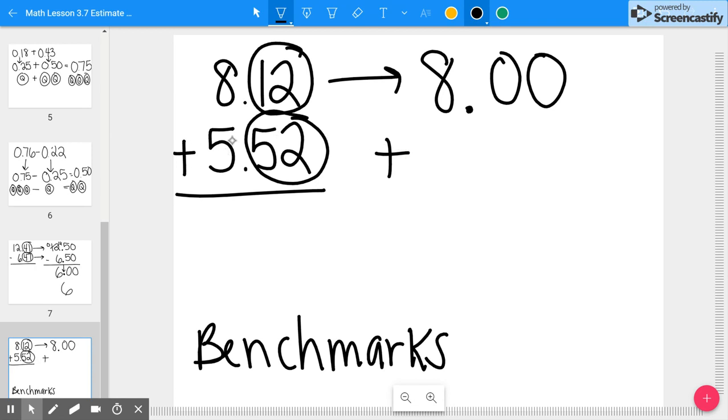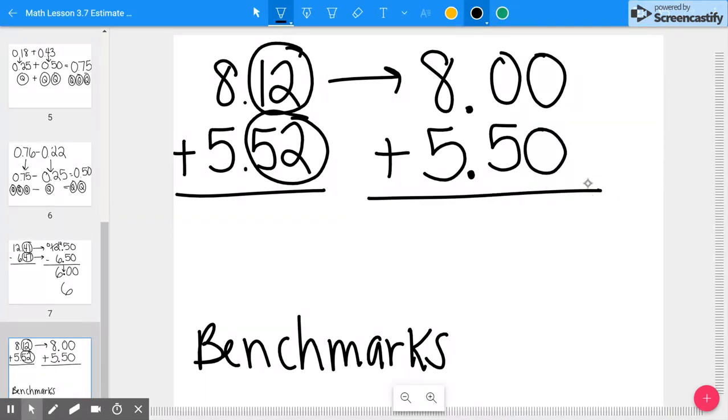So then I'm going to focus on my next number. I'm going to keep the 5, my whole number 5, line up my decimal points, and I'm just focusing on the 52 hundredths, the stuff after the decimal points. So 52 hundredths, well, this one's easy. I'm thinking in my head, is it close to 50 cents or 75 cents? Well, 52 hundredths, 52 cents, is close to 50 cents or 50 hundredths.